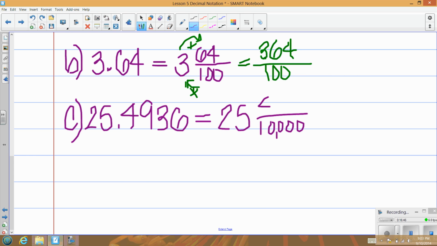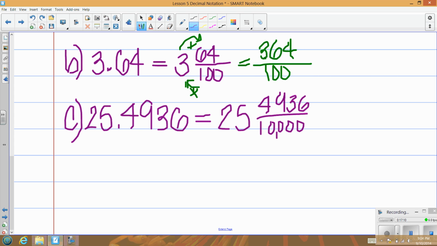So 4936 goes on top. So 4,936 ten-thousandths is what I'm representing here as a decimal. We're not going to turn that one into an improper fraction because it's just going to look messy. We'll keep it as a mixed number.